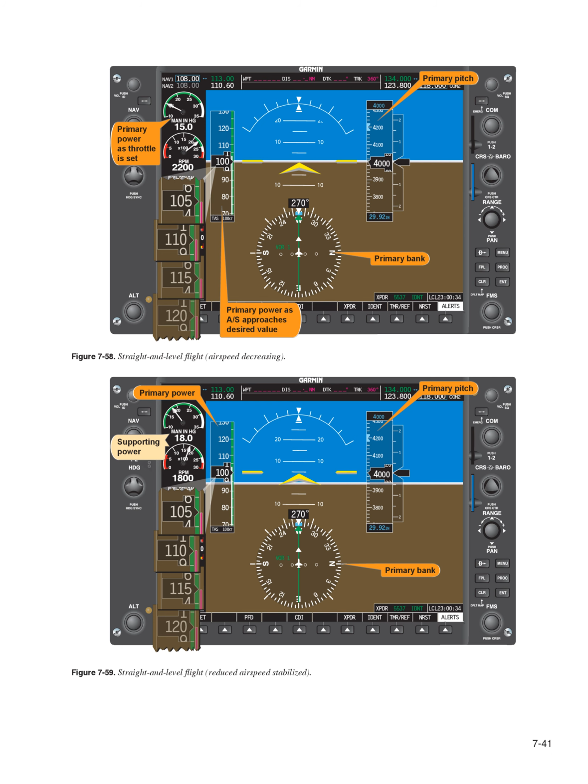Figure 7-58. Power control, straight and level flight, airspeed decreasing. Figure 7-59. Power control, straight and level flight, reduced airspeed stabilized.